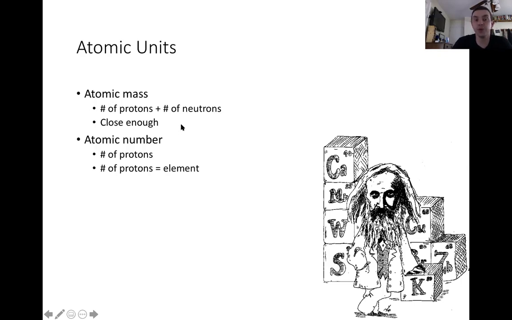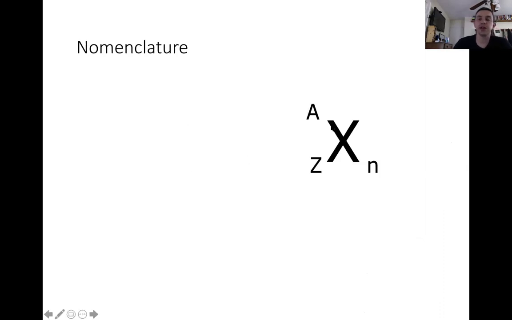So iodine-131 has an atomic mass of 131, things like that. But the atomic number is simply the number of protons, and that is what dictates what the actual element is. If you change the number of protons, you change the element. Remember, a lot of the isotopes that we deal with are shown like this, where Z is the atomic number, A is the atomic mass, and N is the number of neutrons. So X is the actual element abbreviation. There you go.